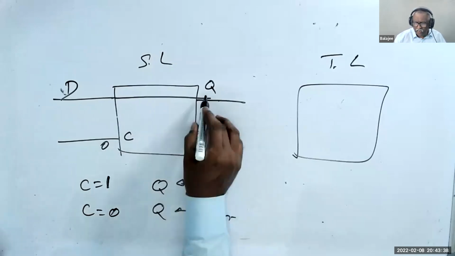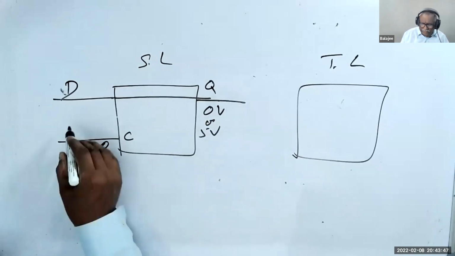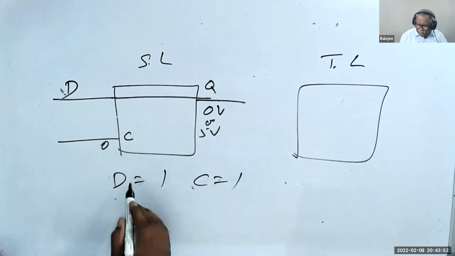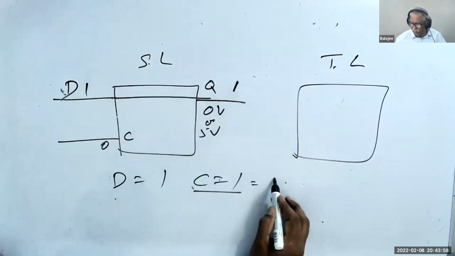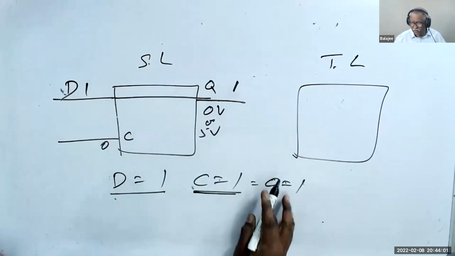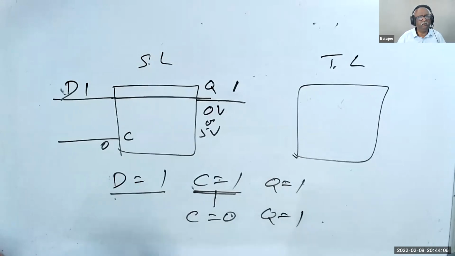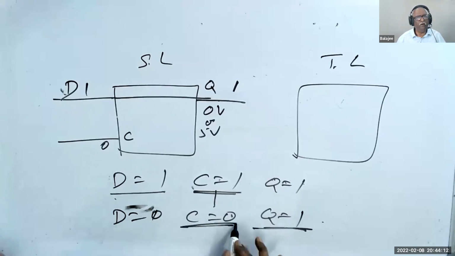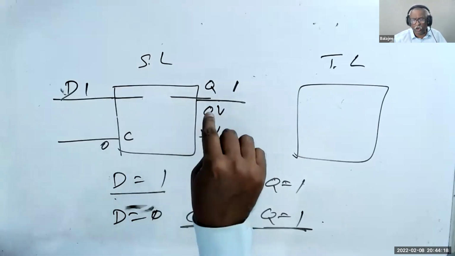So this will be either 0 volt or 5 volt, whatever was previously there. For example, if D is equal to 1 and C is equal to 1, since C is 1, D is 1, the 1 will go here. Now Q becomes 1. But if we make C equal to 0, Q stays 1. Whatever D becomes, even 0, will not go out because C is 0. But Q will be there as such. So the voltage in Q will be either 0 volt or 5 volt.